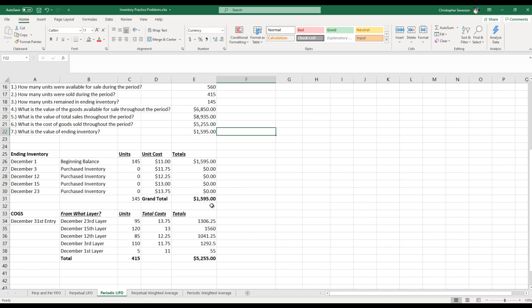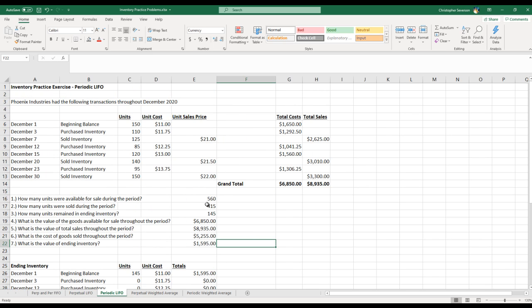This is the problem. That's the way to solve this problem. Again, there are a variety of ways to show it. I like using the fact that we're starting with ending inventory and moving out to cost of goods sold. That's just the way I like to work those problems. Hopefully that helps you to understand it as well.